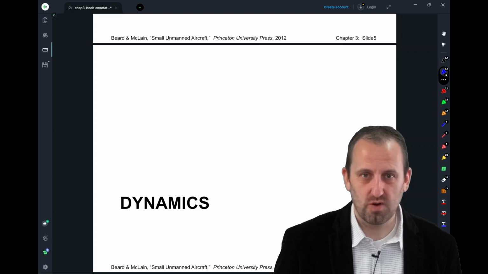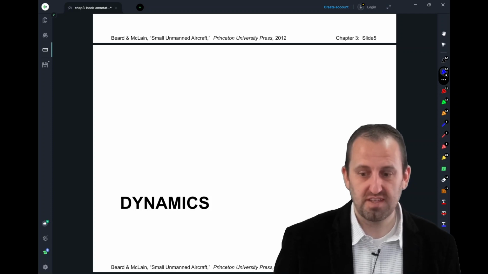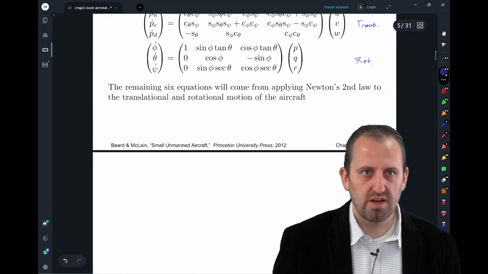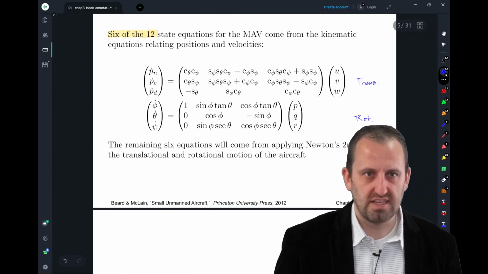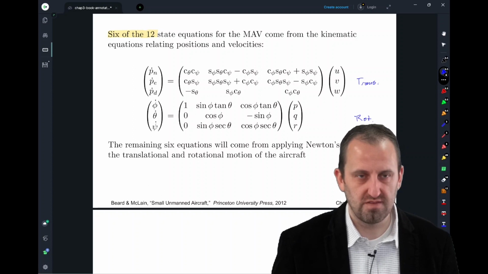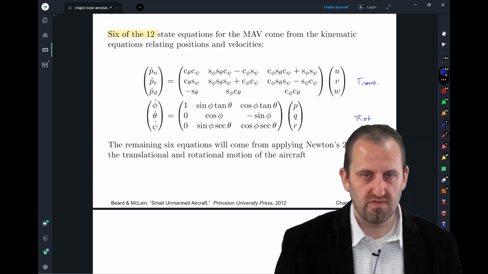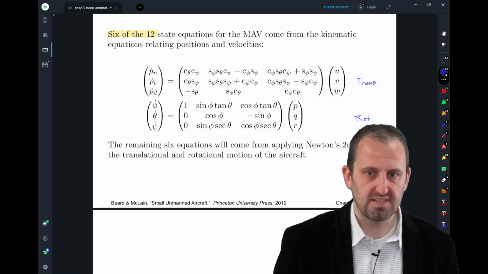In this lecture, we're going to talk about the time derivatives of our translational velocities as well as our rotational velocities. If you recall, previously we talked about the time derivatives of our positions, which we call our translational variables, and the time derivatives of our attitude, or our rotational variables. And we defined those each in terms of the translational velocities and the rotational velocities.